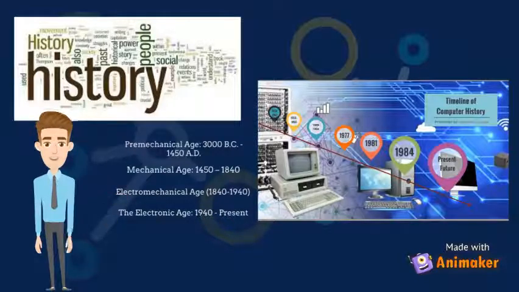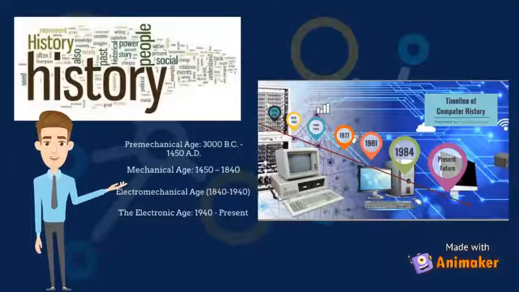The discovery of ways to harness electricity was the key advance made during this period. Knowledge and information could now be converted into electrical impulses. Then last is the electronic age, 1940 to present. The evolution of information technology and the development of computers have been grouped into 5 different stages or generations.